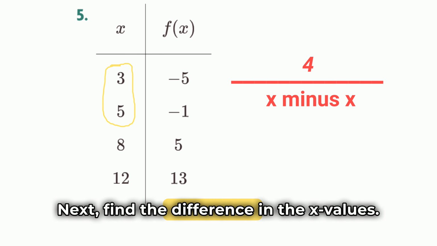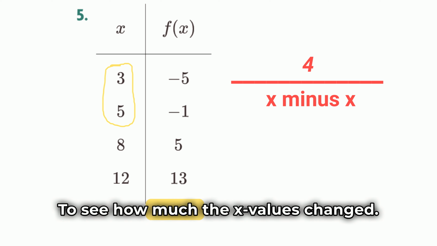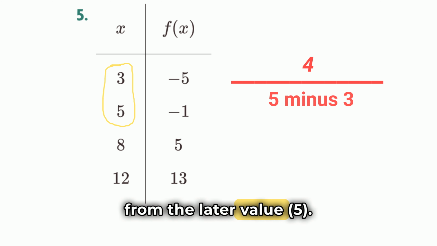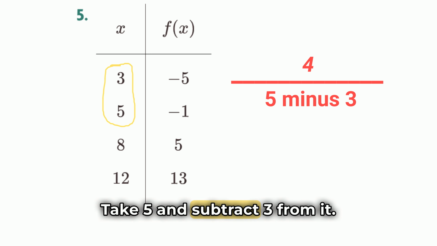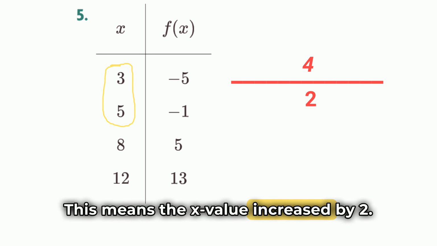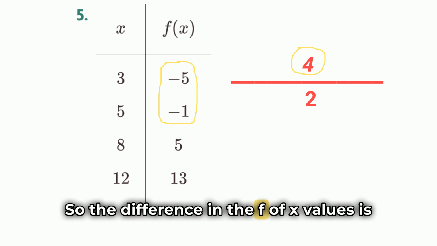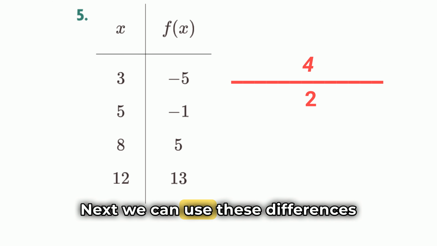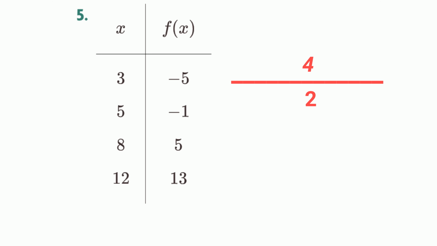Next, find the difference in the x values. To see how much the x values changed, subtract the earlier value, 3, from the later value, 5. Take 5 and subtract 3 from it. The result is 2. This means the x value increased by 2, so the difference in the f of x values is 4, and the difference in the x values is 2. Next, we can use these differences to find the rate of change.